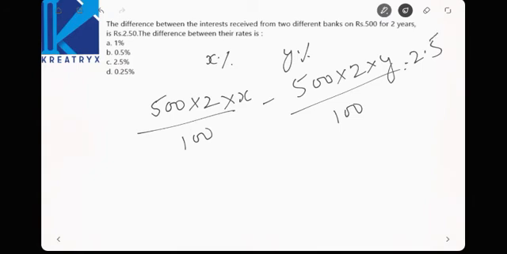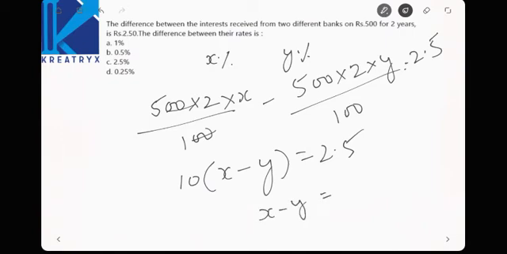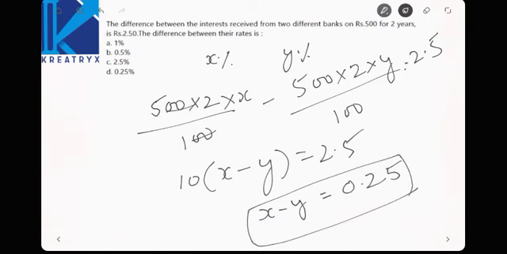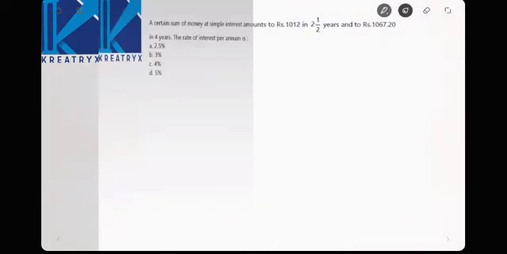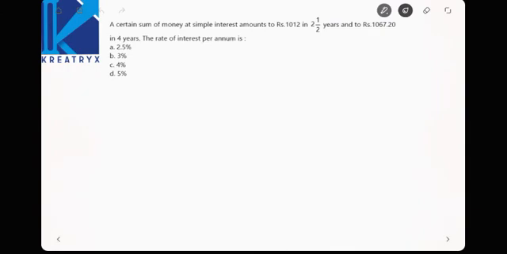2.5. Now simplify this. What do we get? Simplify this. 10 into X minus Y is equal to 2.5, right? Normal simplification, you can do it. See here, cancellation will lead you 10x, it will lead you 10y, right? So X minus Y is equal to how much? 0.25. Now what is the difference in their rates? 0.25.